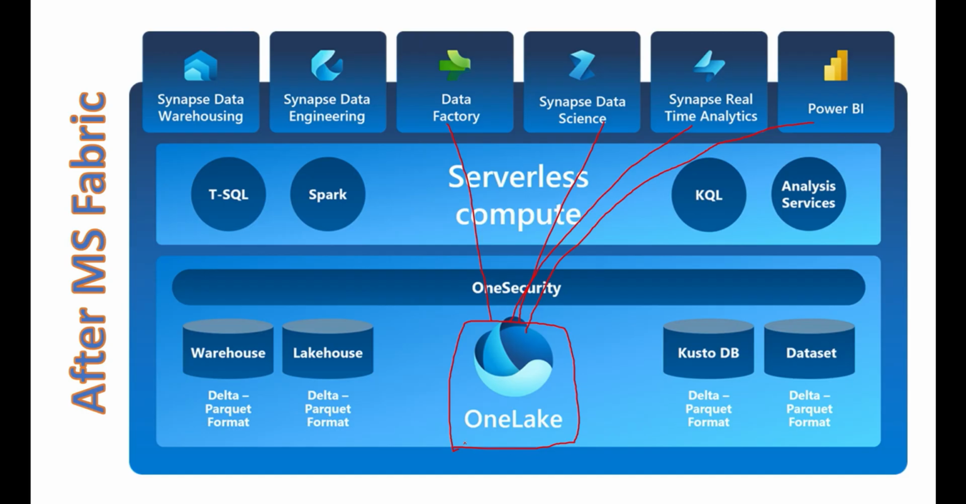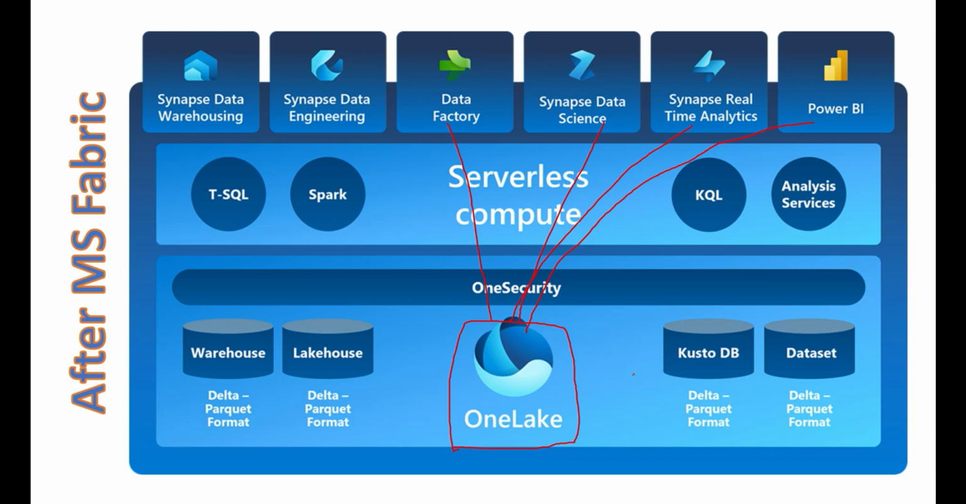So the data is not getting duplicated or transformed from one place to another place, creating duplications and a lot of copies of the data, right? So that is exactly what OneLake is trying to solve using the Microsoft Fabric architecture here.